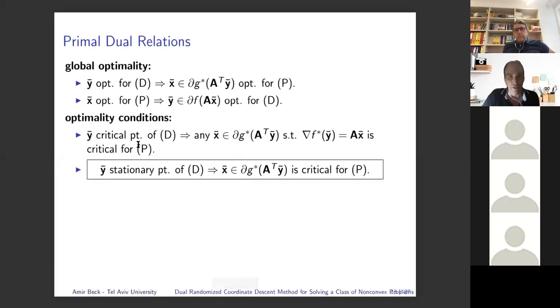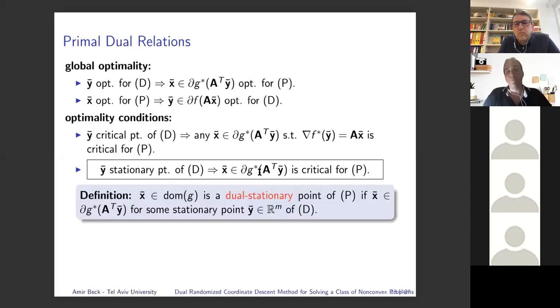A better result is if we actually find a stationary point of D. And by the way, in all the examples I showed you, stationarity and criticality are very different. So if Y is a stationary point of D, then yes, it's enough. It's like the relation that we had at the beginning: any point which is a subgradient of G star at A transpose Y is critical for P. So this means that maybe we need to define a new optimality condition, and we'll call it dual stationarity.